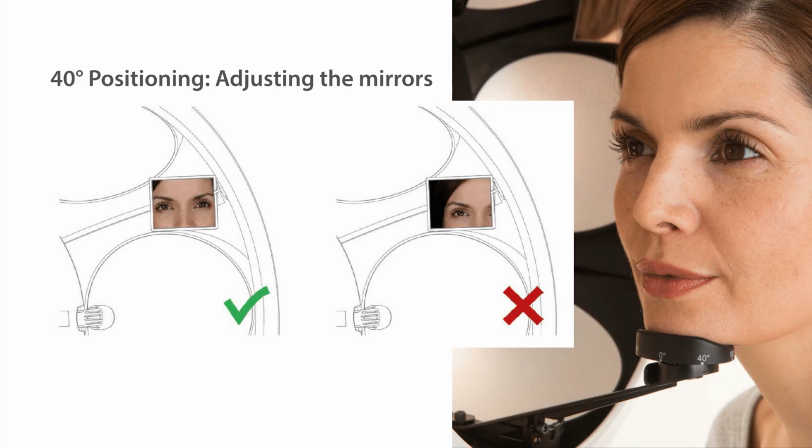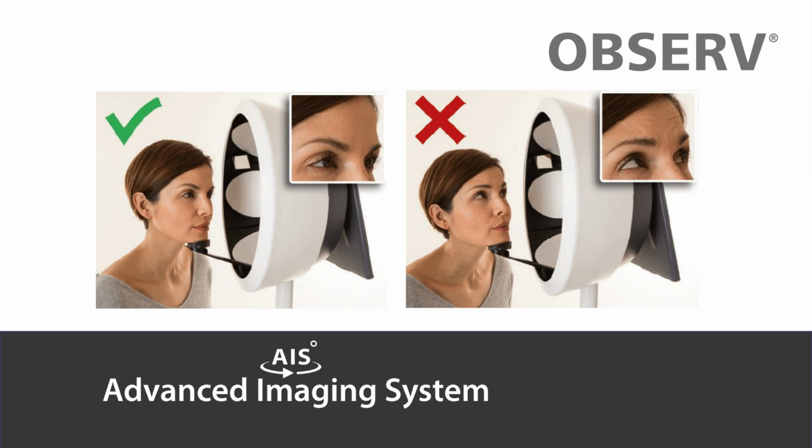To capture the best 40-degree lateral view, it is important to manually adjust the mirror so that both eyes are visible in the mirror when using the chin rest in the 40-degree angle. It is important to note that the mirrors are only used for positioning correctly. During an actual picture session, the eyes of the client should focus on the lower edge of the mirror to avoid frowning.